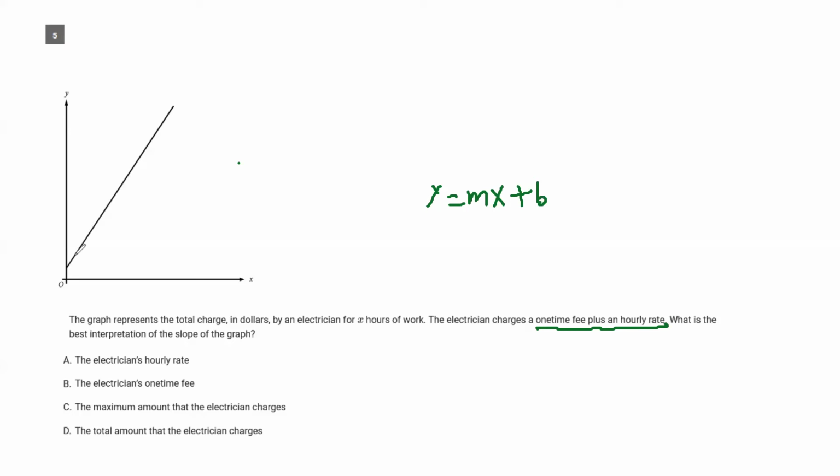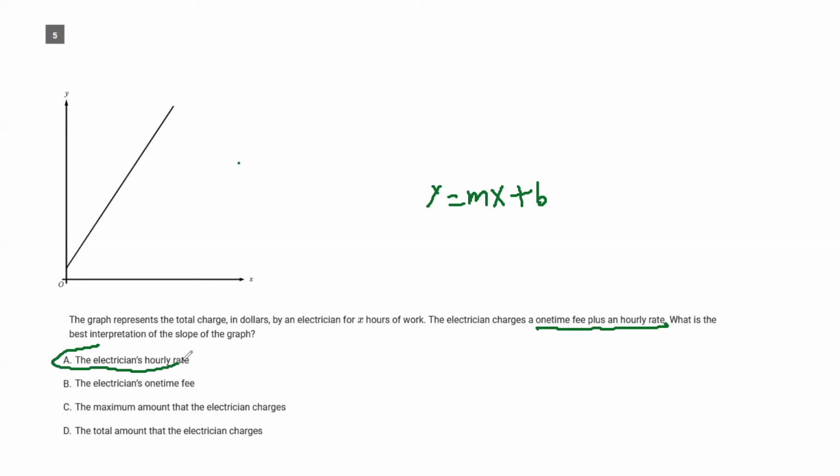So we look here, right? This is their y-intercept, and then there's a slope. So the hourly rate is the m. So what is the best interpretation of the slope, right? m is slope, and that would get you A, right?